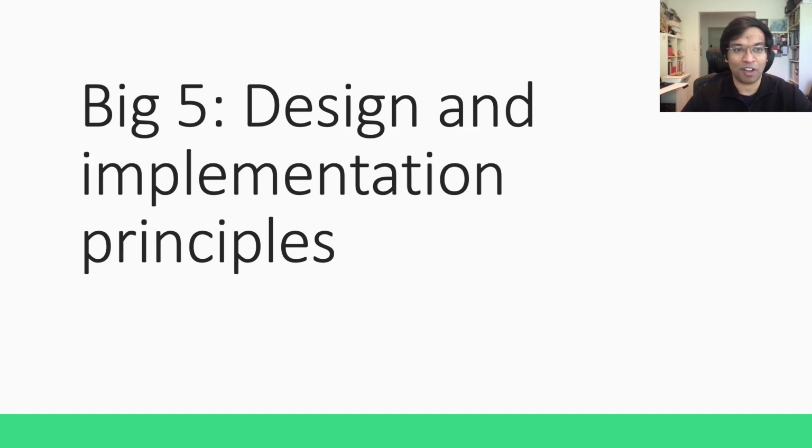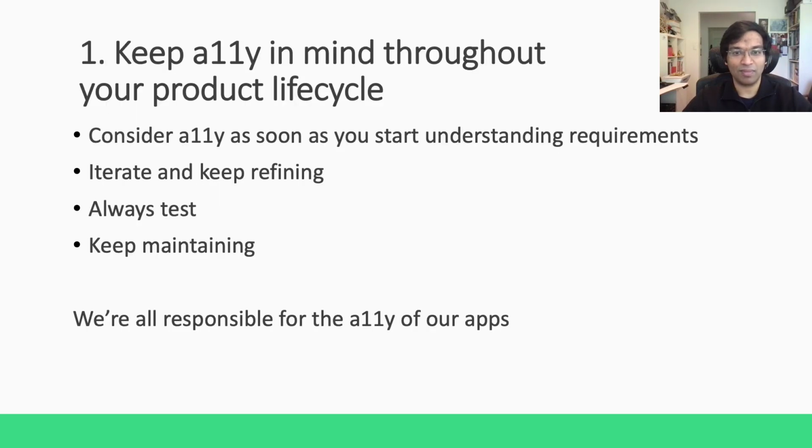Today I'm going to talk about 5 principles that I use quite often to make sure that things are done in an accessible manner in apps. So the first principle I'm going to talk about is actually to keep accessibility in mind all throughout your product lifecycle. You want to start considering accessibility as soon as you start understanding requirements, and keep iterating and refining on those.